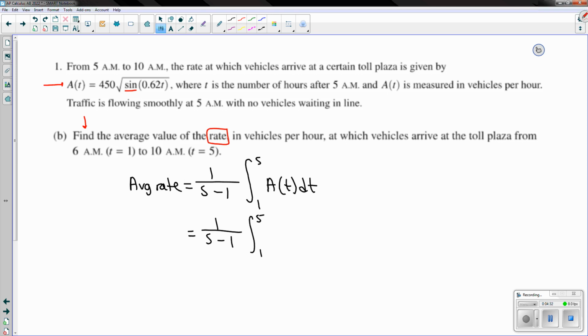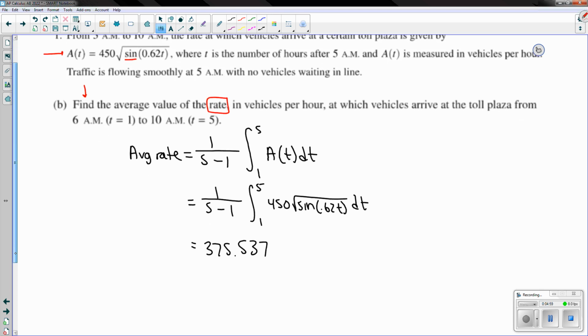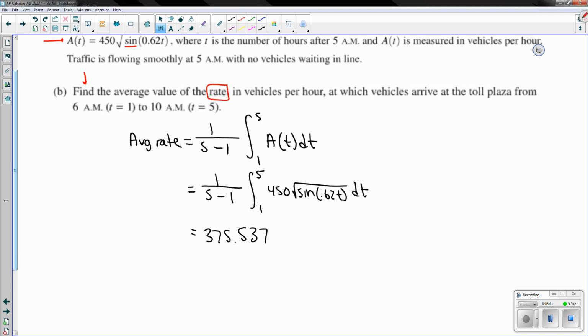So the computation we're making, 450 square root of sine 0.62 t dt. And when we make that computation in our calculator, we're going to get 375.537. We're rounding to 3 decimal places, so you would get an answer that extends beyond those 3. So just remember to round to 3 decimal places in a situation where a computation leads to more decimal places than 3.